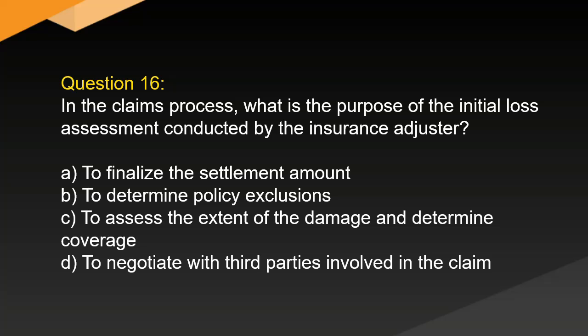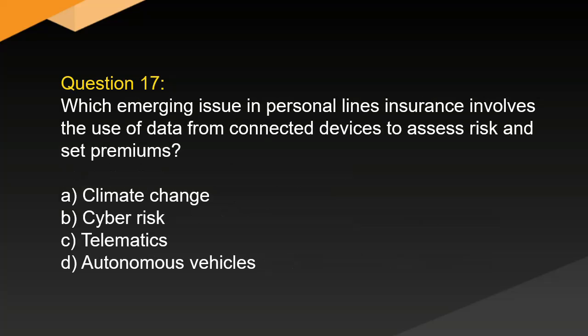Question 15. Which of the following practices is considered unethical and may lead to regulatory action against an insurance agent in Oklahoma? A. Disclosing policy terms and conditions clearly. B. Recommending appropriate coverage based on client needs. C. Misrepresenting policy benefits to secure a sale. D. Providing timely customer service.